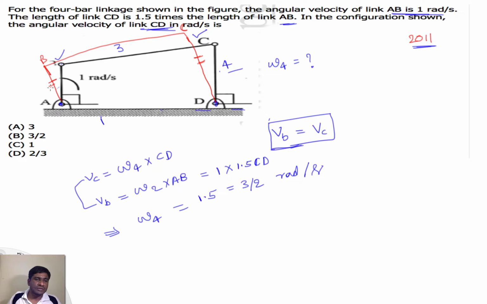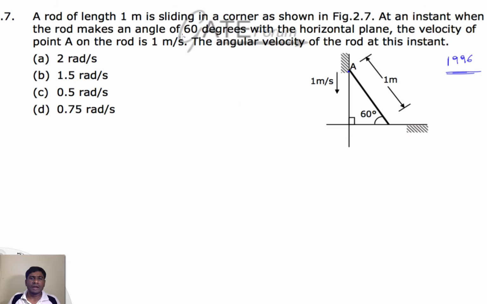Why? Because whenever these two are parallel, the velocity of B and the velocity of C are on the same line, and whenever you try to find the relative velocity of points B and C, it touches the two vectors at the same point. So that gives the same velocity for point B and point C, making an angle of 60 degrees with the horizontal here, and the velocity of point A on the rod is 1 meter per second, in the downward direction. So we need to find the angular velocity of the rod at this instant.